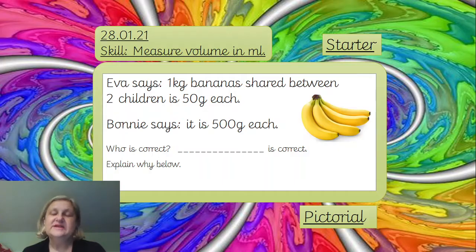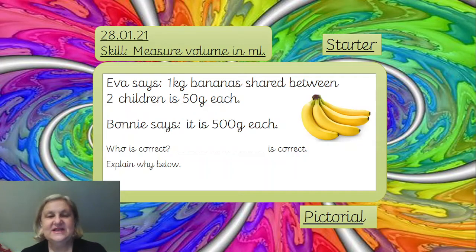Eva says 1 kilogram of bananas shared between 2 children is 50 grams each. Bonnie says it's 500 grams each. Who is correct? So you can jot the name down in your book, and explain why that person is correct. Now think of that key fact. What do you know about 1 kilogram and grams? What is the relationship between the two? And that key fact will help you to get this explained. Okay, so if you pause it there, and then I'll put the answer up for you.